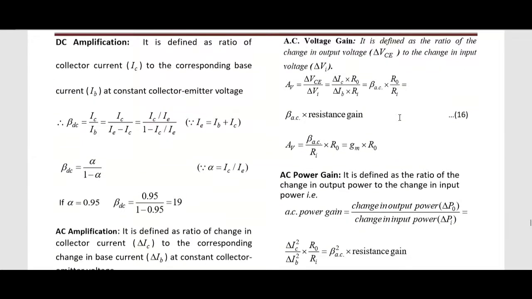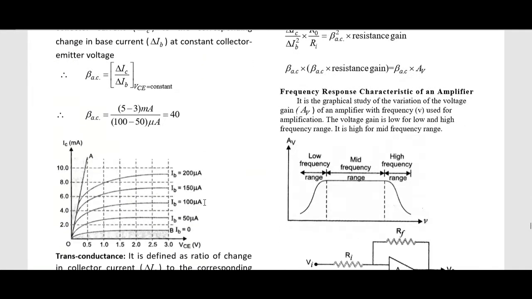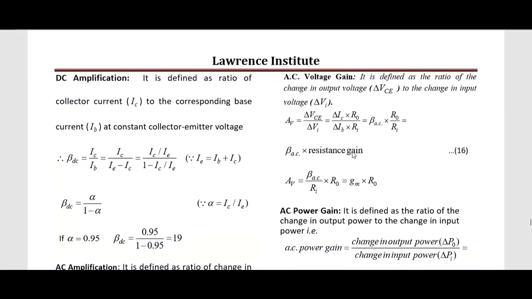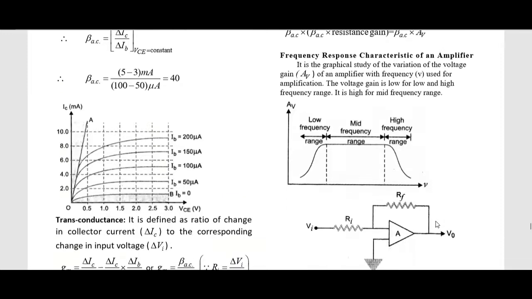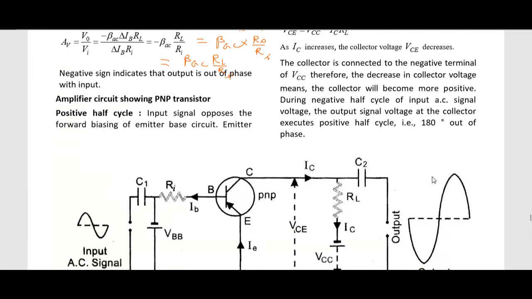I will rush through this explanation, and these important parts, the DC amplification factor, AC amplification factor, their calculations, transconductance, AC voltage gain and AC power gain, are very much important from examination point of view. For your board examination, NEET, JEE Main and JEE Advanced, I will emphasize this particular calculation, and we will also make a dummy calculation for it so that you can understand how to make calculations. And before that, the agenda for today's program is amplifier circuit showing PNP transistor.